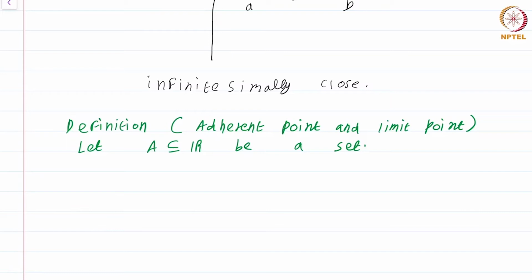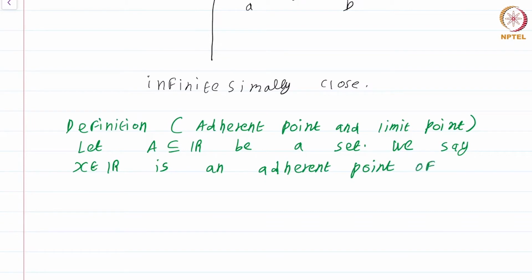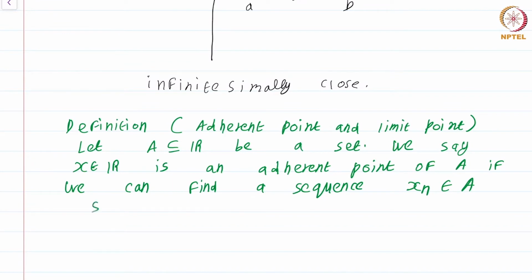We say x in R is an adherent point. Again, adherent means sticks to the set. x is an adherent point of A if we can find a sequence xn, all of the elements of xn have to come from A, such that xn converges to x.